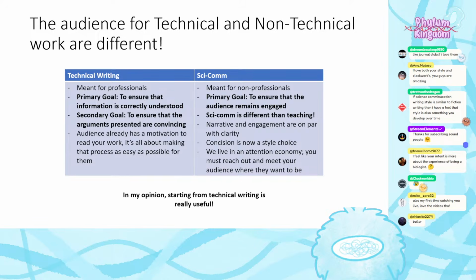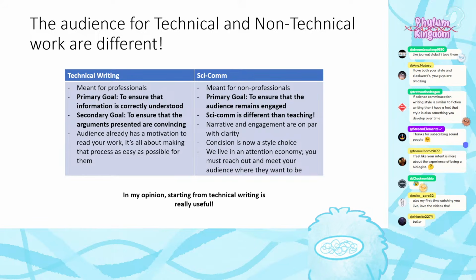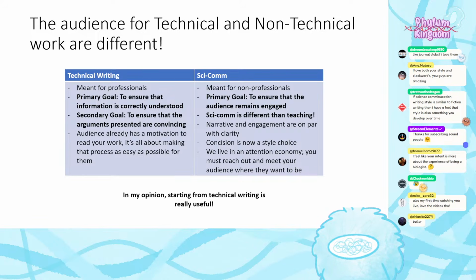The secondary goal is to make sure that the arguments are presented convincingly, right? Oftentimes, technical documents are making arguments, trying to convince other scientists that your science is good and rigorous. So the audience already has a motivation to read your work. It's all about making that process as easy as possible for them, which again is different than content creation, right?